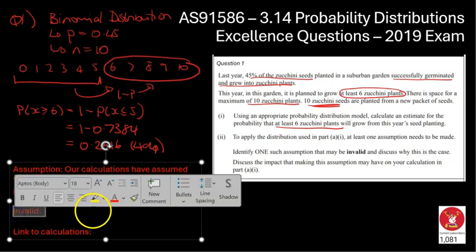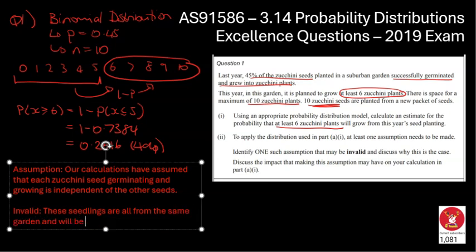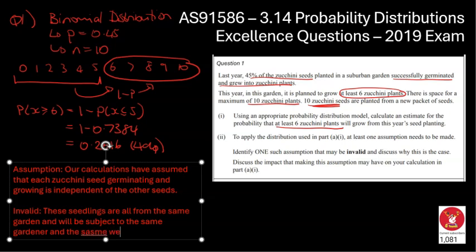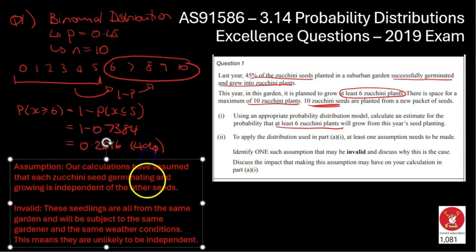So that's what I'm going to do here. I'm going to discuss why it's invalid next. So these seedlings are all from the same garden and will be subject to the same gardener and the same weather conditions. This means they are unlikely to be independent. Full stop. So I've got that part there.